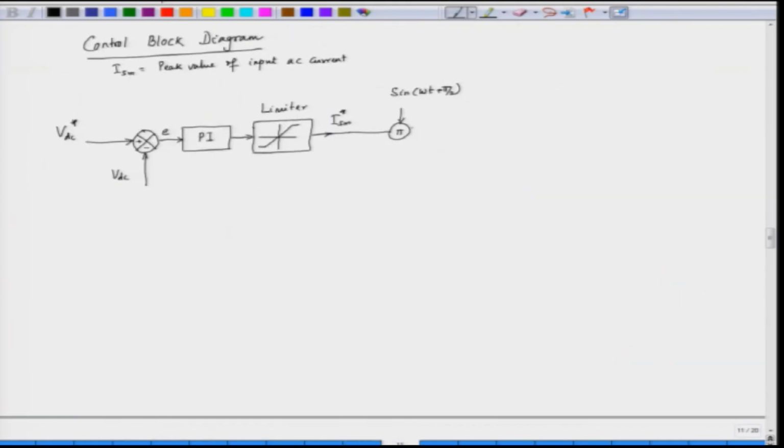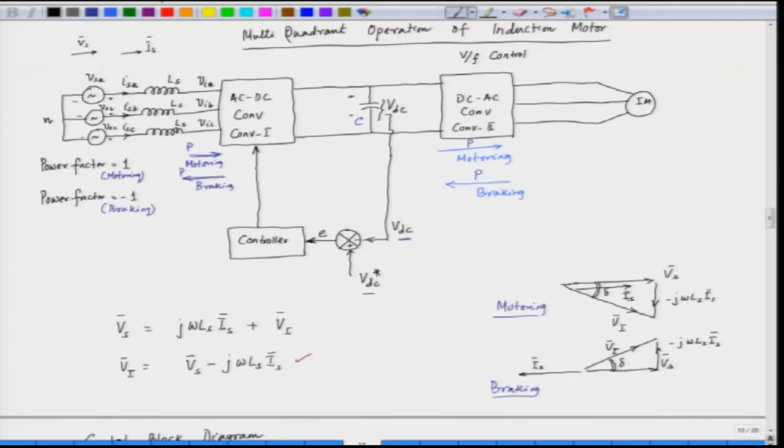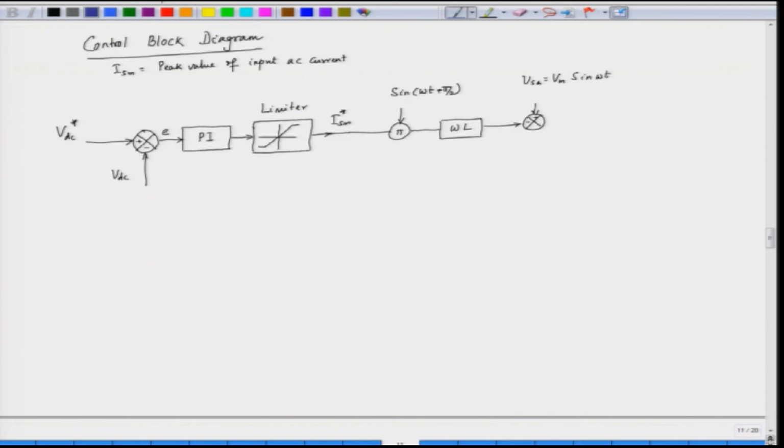So, this is a multiplication, then we multiply with the reactance omega L, and then we feed this to again a subtractor, where we have a minus sign and a plus sign. Here we apply VSA. What is VSA? VSA is Vm sin omega t. We can use a sensor to sense the input supply voltage, which is VSA, and this is fed here.